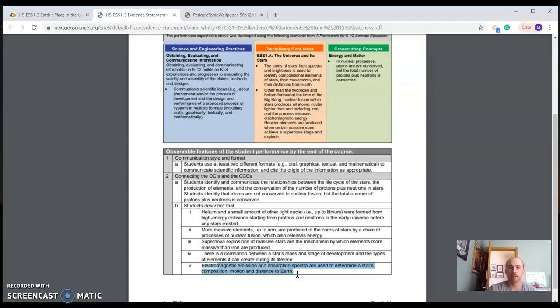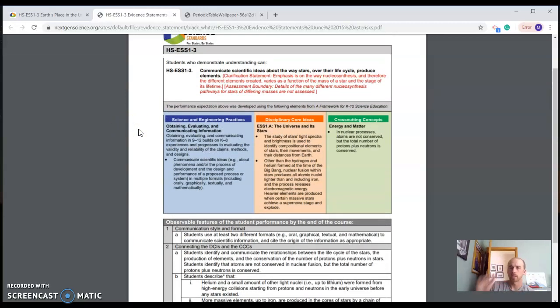So that covers the basis of the standard, some of the skills, and some of the prerequisites and scaffolding that would have to take place for students to meet the standard.